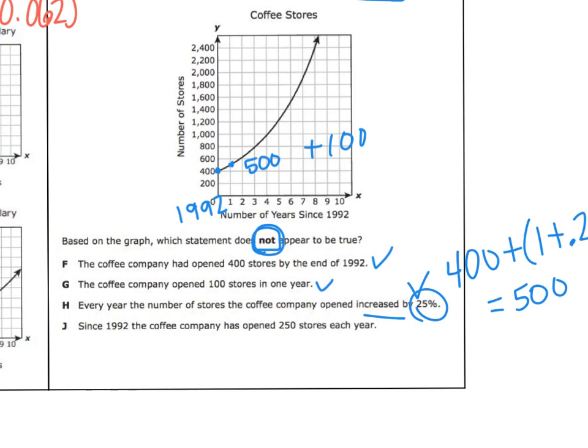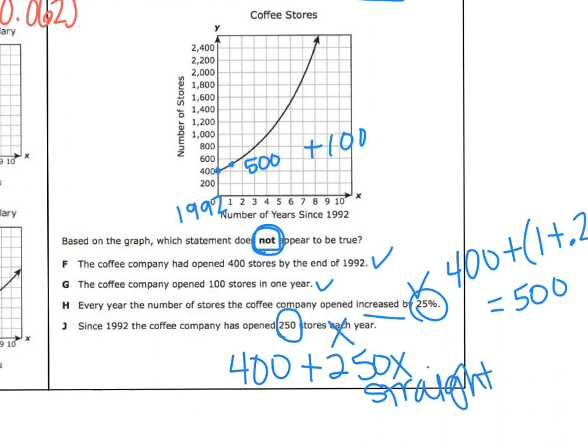Letter D, since 1992, the coffee company has opened 250 stores each year. Whenever we see the word each, that means times x. So the equation for this would be 400 plus 250x. That would be a straight line. Anytime something increases by the same amount each year, that is a constant rate of change, which gives you a linear graph, and we have an exponential graph. So this answer is the one that we are looking for that is not true.